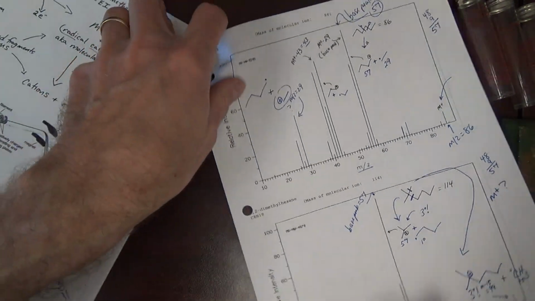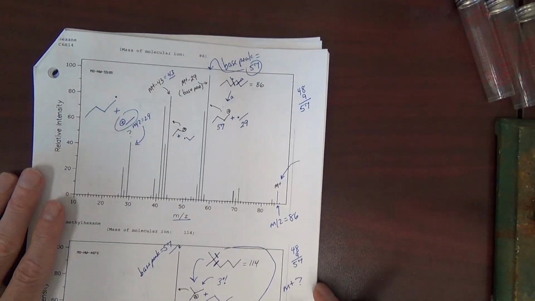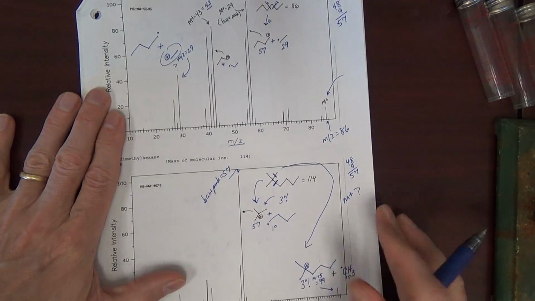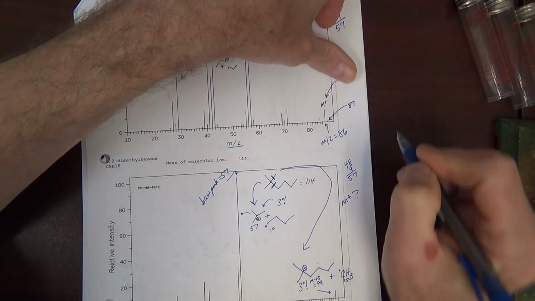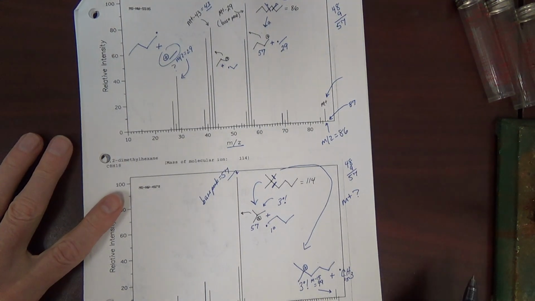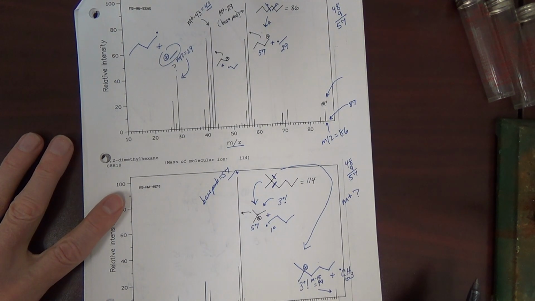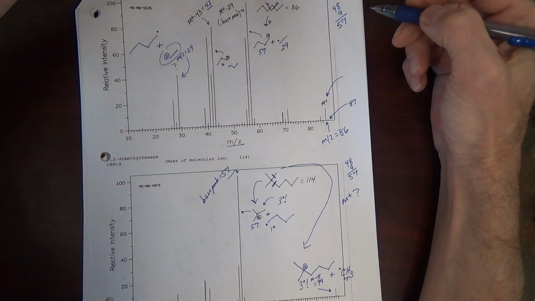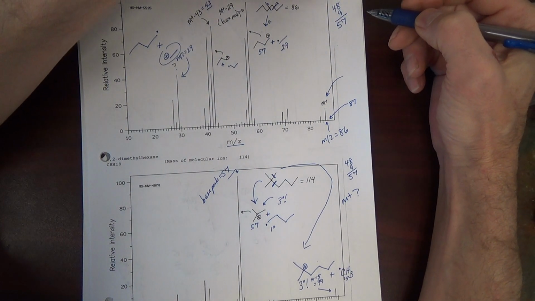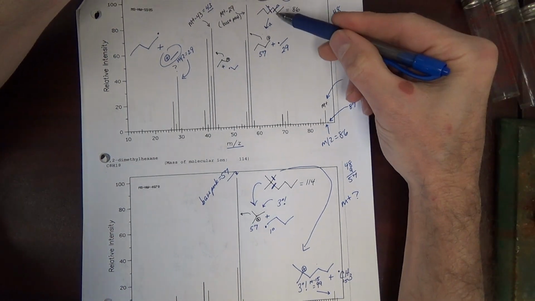By the way, let's look back over here before we move on. Back over here, we had this peak here at 87. Very small, but it's something. What could that be? That is actually a carbon-13 isotope. This is 6 carbons, okay? 6 times 12. What if one of these carbons was a C13?